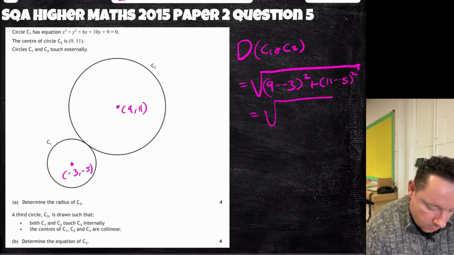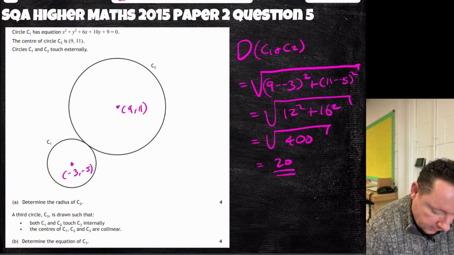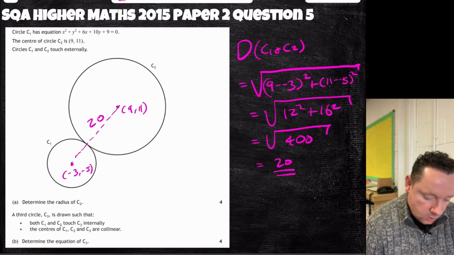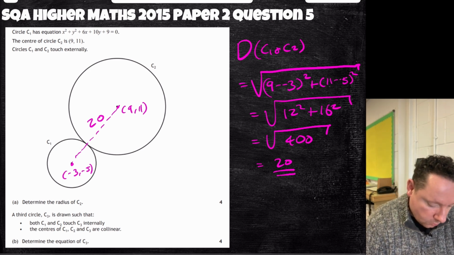That equals the square root of 12 squared plus 16 squared. That is 400, which gives me 20. So we now know the distance all the way up here is 20. So let's now find the radius of circle C1.